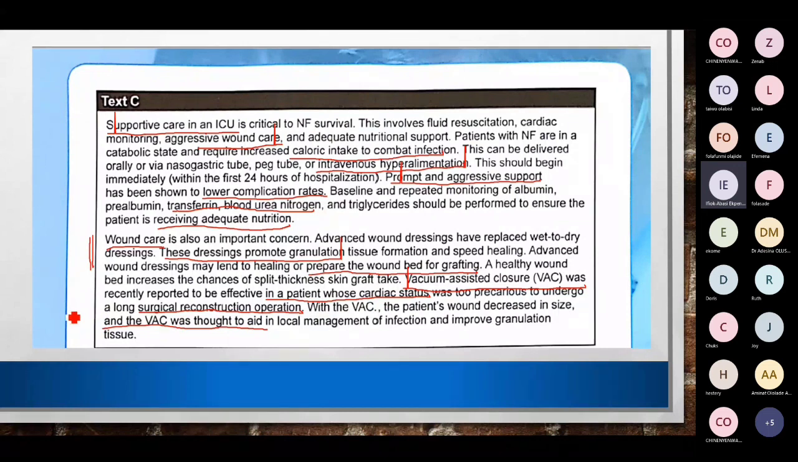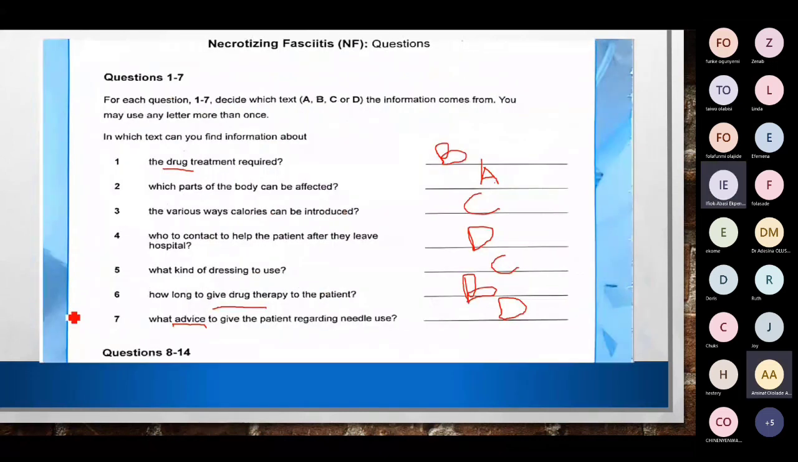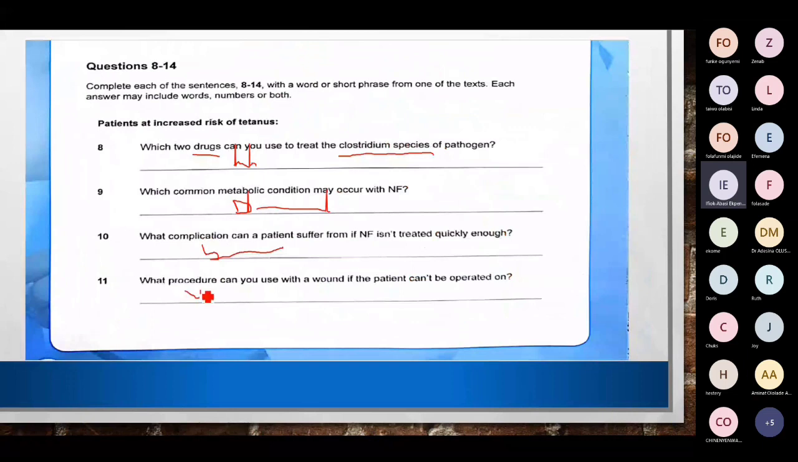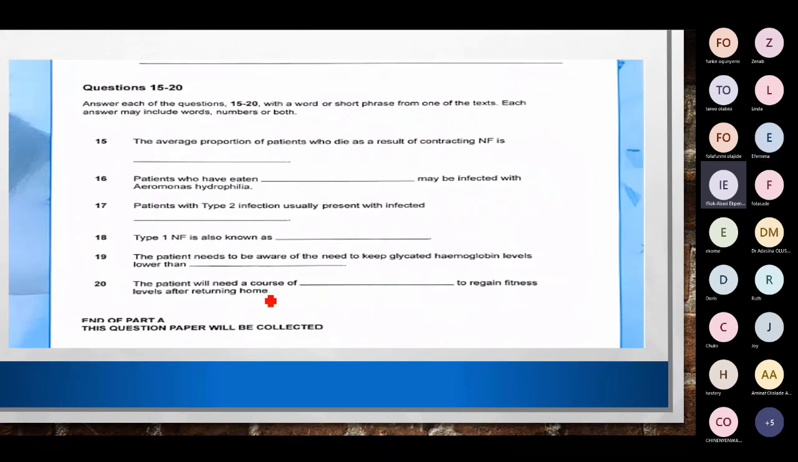I love the fact that we are catching this real quick. So that is vacuum assisted closure. Provide your answer here, right? Now we move to 15.